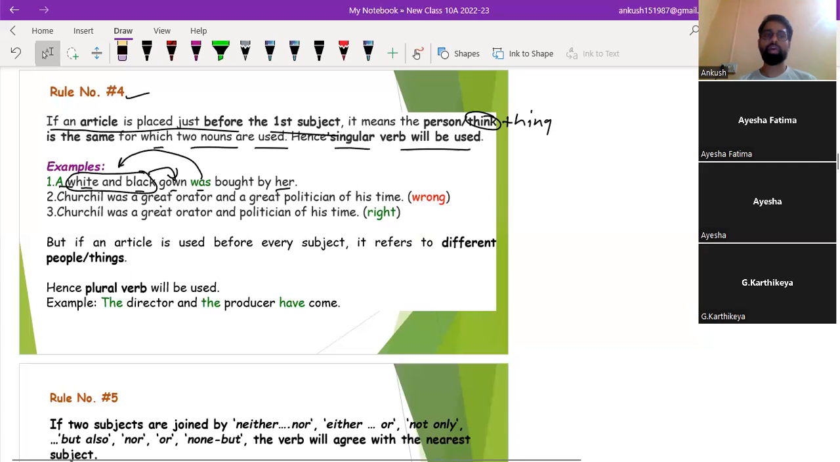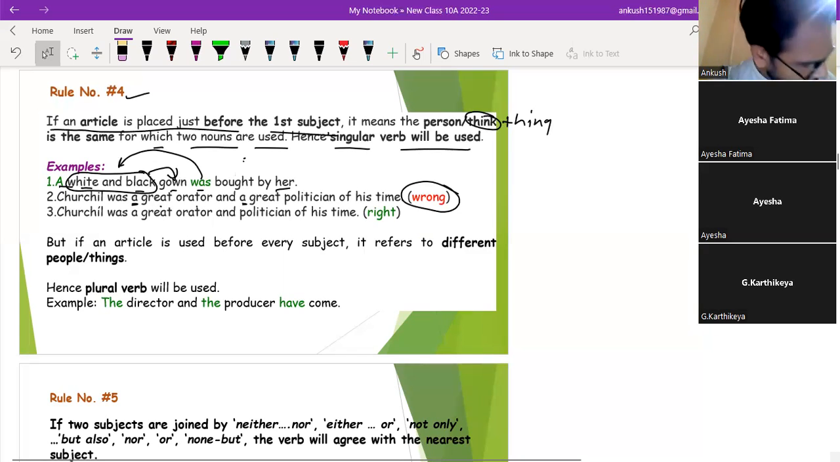Churchill was a great orator and a great politician of his time. It would go wrong because at the same time you cannot use articles before the same adjective. Understood? So what would be the correct sentence? Churchill was a great orator and politician of his time. Have you got the point? In this rule, is there any confusion? What is the rule over here? In the first example, a white and black gown. Conjunction should not be repeated, sir. Yes, beta. Conjunction should not be repeated, sir.